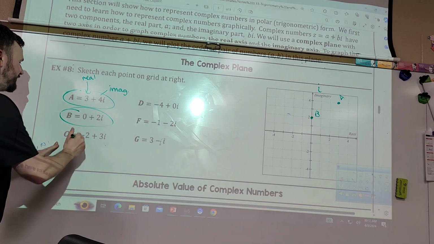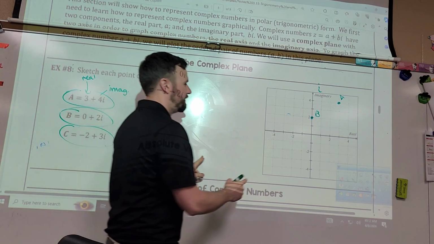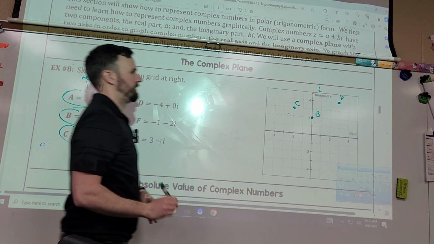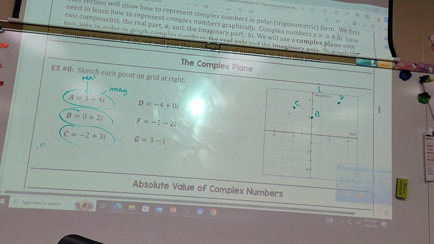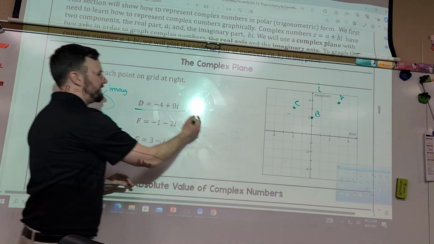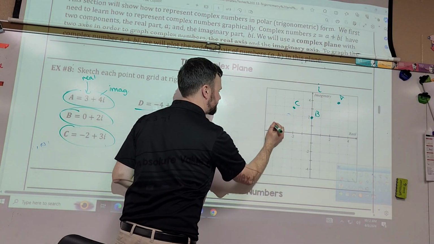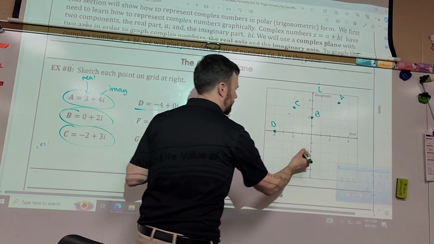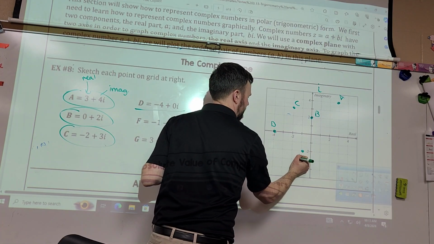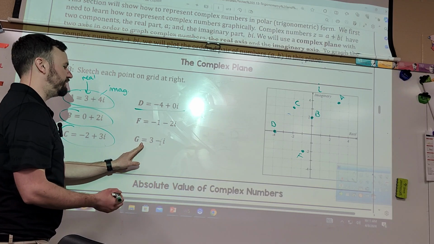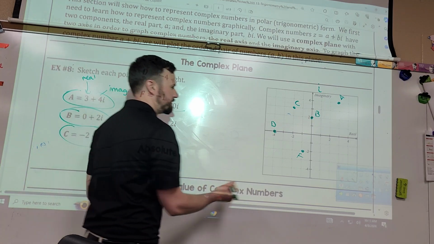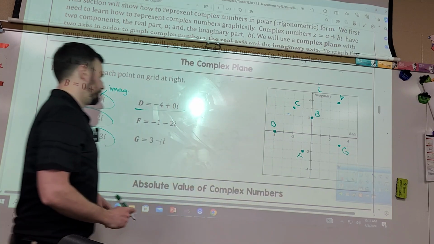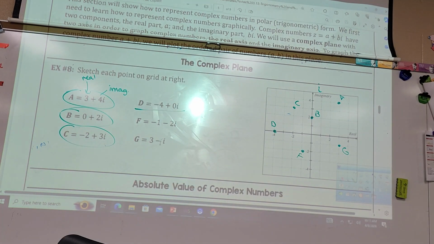All right. For C, what am I going to do? Left 2, up 3I. You guys catch the drift there? D, -4, 0. F is -1, -2. And gee whiz, 3, -1. I don't know. That feels okay.